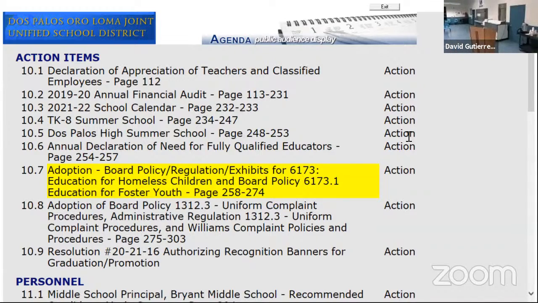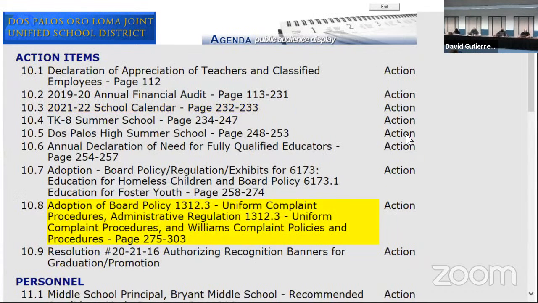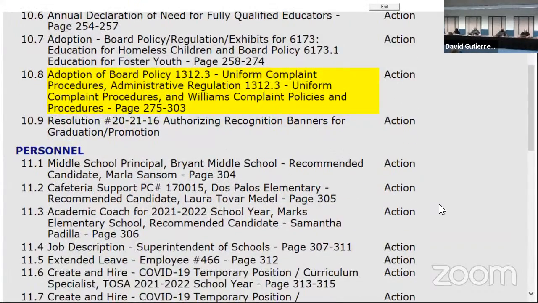Thank you. Are there any questions, Dr. Norton? Call for the vote. And it passes. 10.8 Adoption of Board Policy 1312.3 Uniform Complaint Procedures, Administrative Regulation 1312.3 Uniform Complaint Procedures, and Williams Complaint Policies and Procedures.